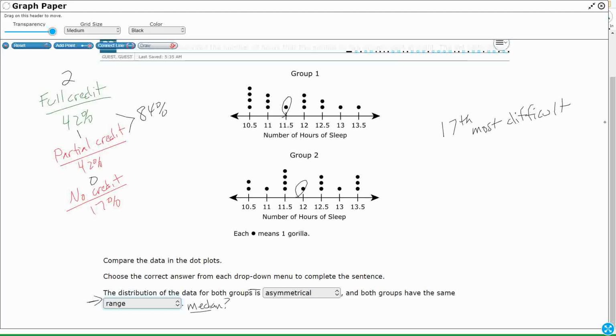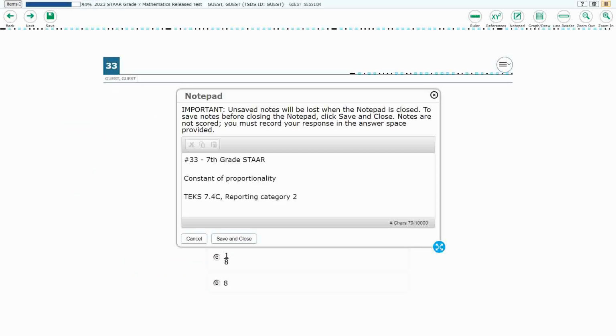And rather than selecting those as one of the correct answers as the same, go ahead and just write out. So they have to calculate all three of those. And then take a little bit of time to make sure we really understand the difference between a symmetrical and an asymmetrical graph. Number 33, we are looking at the constant of proportionality.